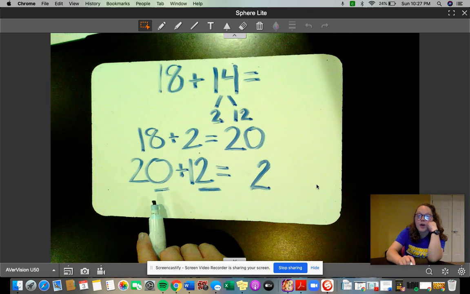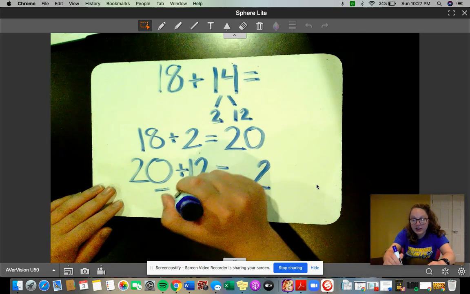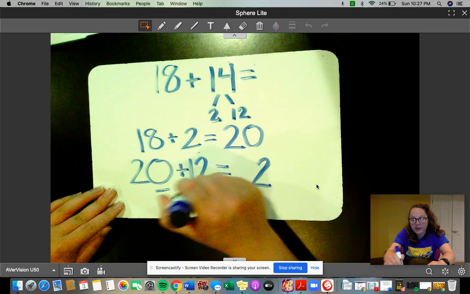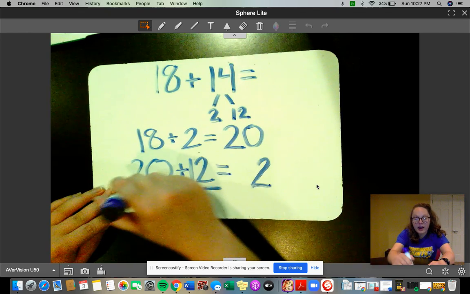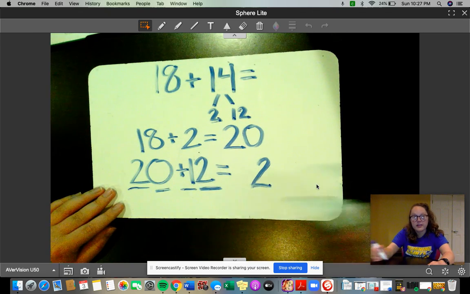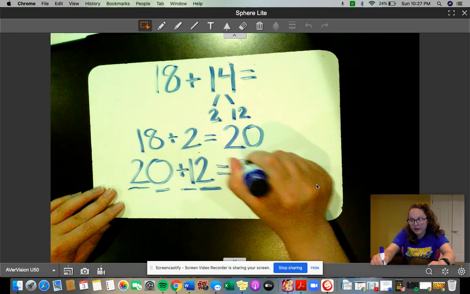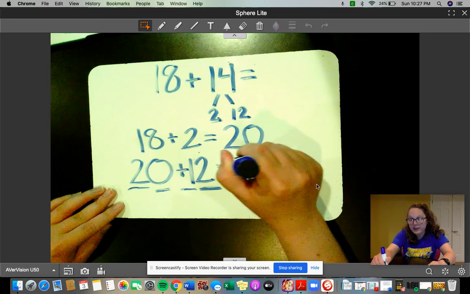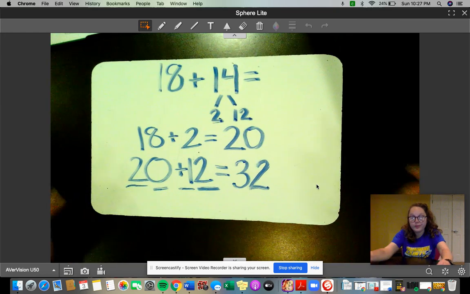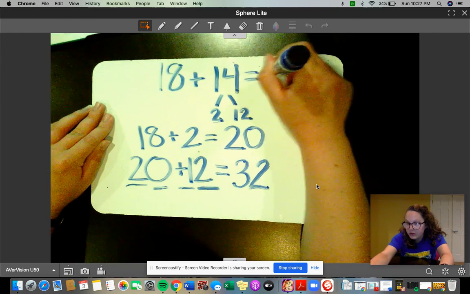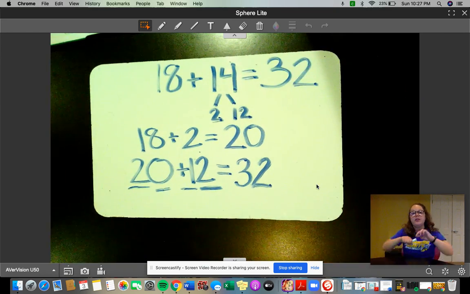Now I'm going to look at my 10s. And I see in my 12 that I have 1 10. And I see in my 20 that I have 2 10s. So I'm going to add 2 plus 1 and get 3. And that is how I'm going to get 32. 20 plus 12 equals 32.